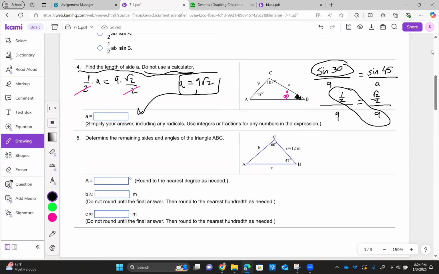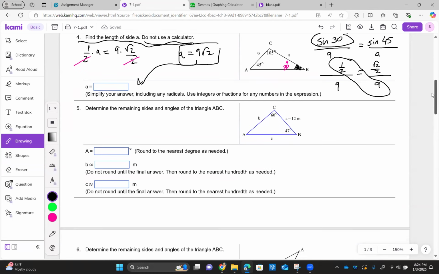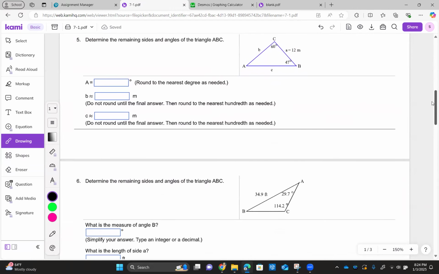We're going to do now number 5, which will be the exact same theorem one more time. But this time, we're going to find all the remaining sides and all remaining angles in the triangle. So in this triangle, we already know that one angle is 60 degrees and the other angle is 47 degrees. I think the easiest part is locating the missing angle, because in a triangle, all angles add up to 180 degrees. So let's just locate it first.